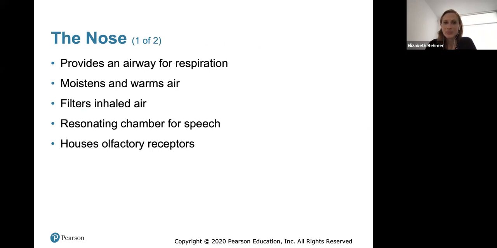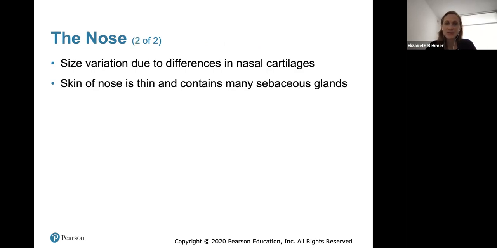The nose provides an airway for respiration, moistens, warms, and filters the air. It's a resonating chamber for speech. So that's why if you have a nasal infection or you have a cold, you sound a little funny, because your nose helps with speech, and it houses all your olfactory receptors that help you smell.